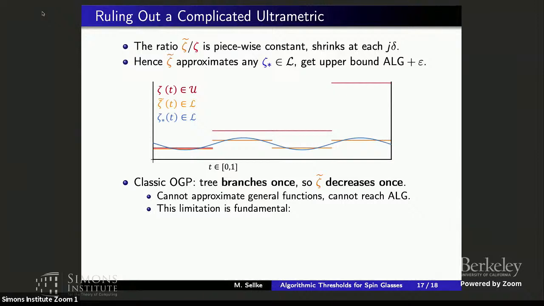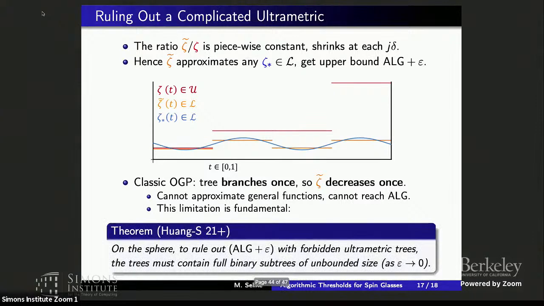If we compare this to what happens with the classic OGP forbidden structure, you have a tree that only branches once. What this means is you get a function at the end that only can decrease once. So you break out of increasing function land, which is why you can get below opt, but you can't approximate a general function with a function that can only decrease once. This limitation is kind of fundamental.